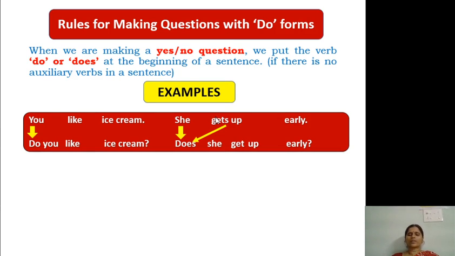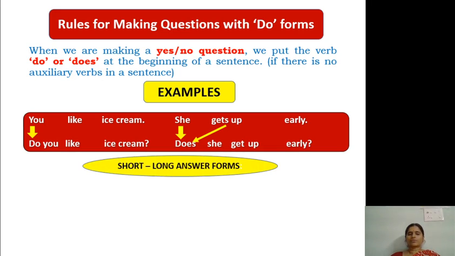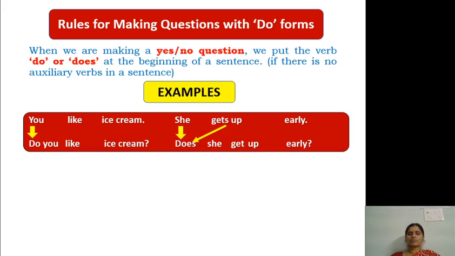Let us see one more example. She gets up early. She is the third person singular. Usually, with the third person singulars, that is he, she, it, we use does. Okay, so this change you have to remember: we use does with third person singular. As we have used she here, I've taken the form does to make a question. Does she get up early?